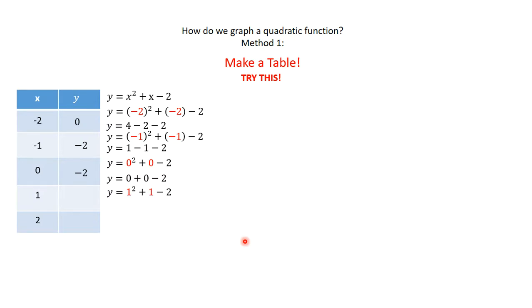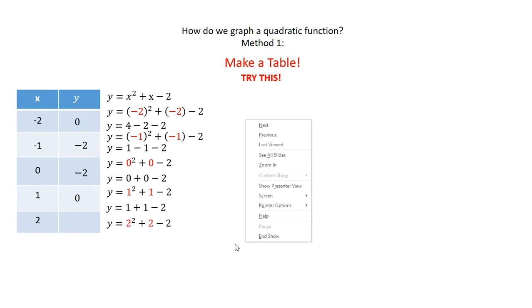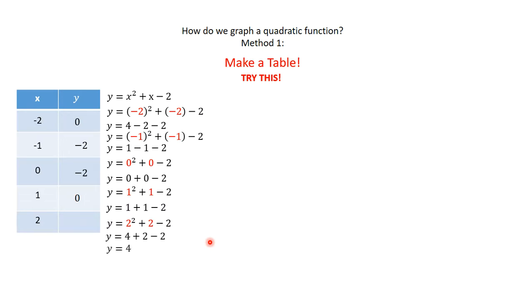And plug in 1. 1 squared is 1, plus 1 minus 2 is 1 plus 1 minus 2, which is just 0. And then plug in 2. 2 squared is 4, plus 2 minus 2 is just 4.